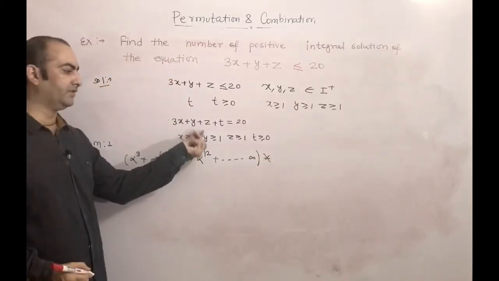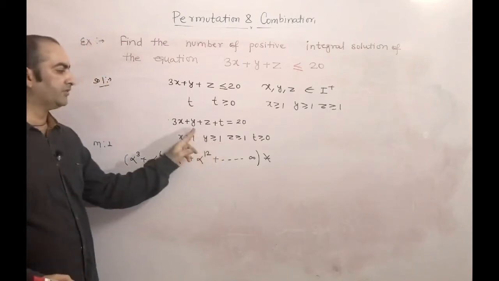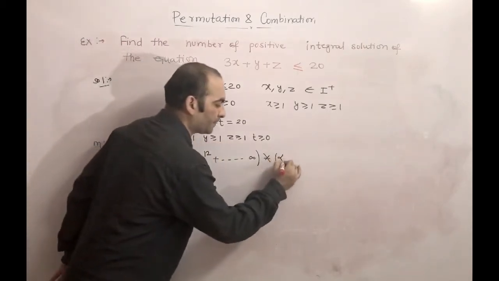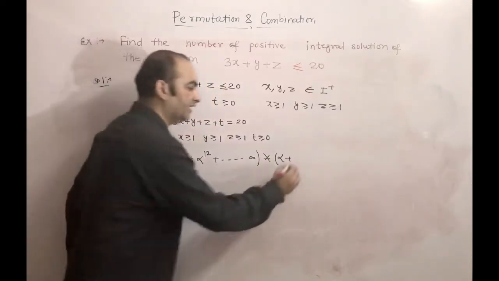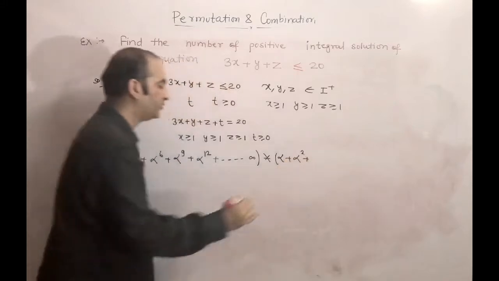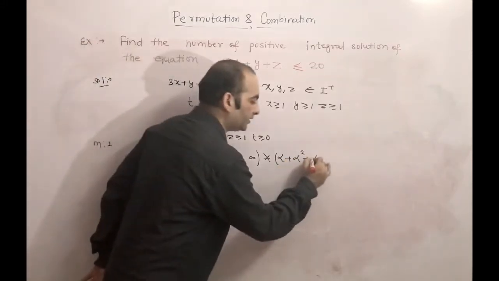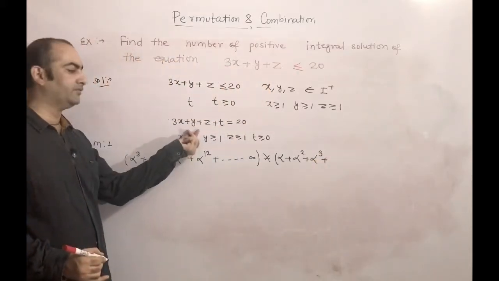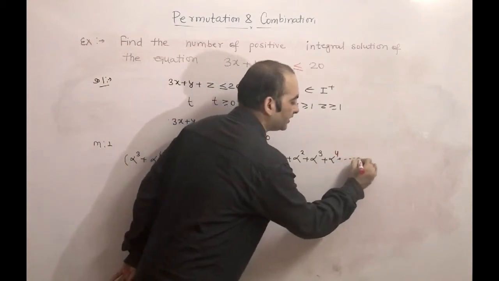The next term is y, where y is greater than or equal to 1 and a positive integer. If you put y equal to 1, 1 will come, so we get alpha. If y is 2, 2 will come, so alpha square. If y equal to 3, alpha cube. Similarly, if y equal to 4, alpha power 4. This also continues till infinity.